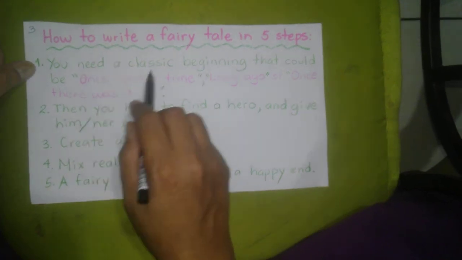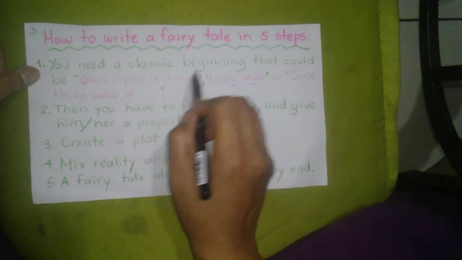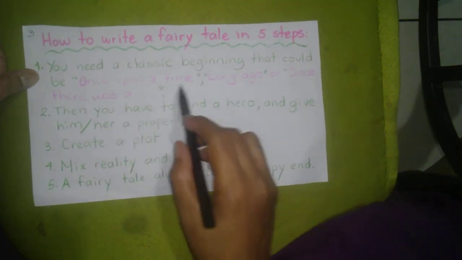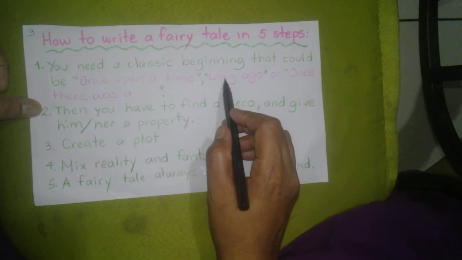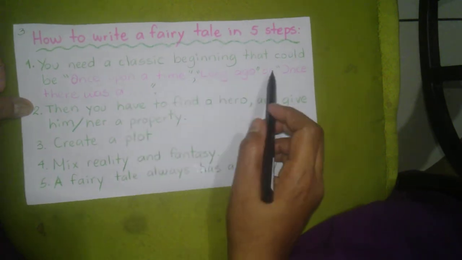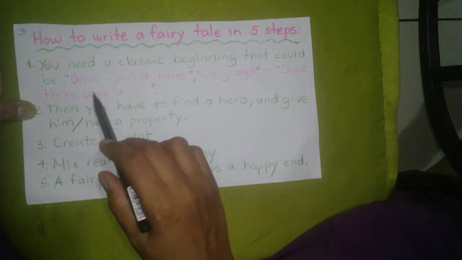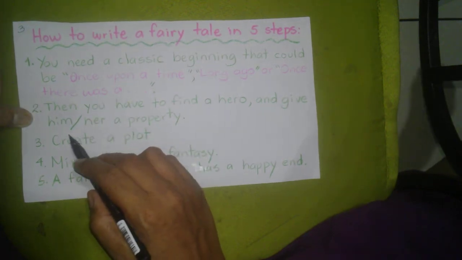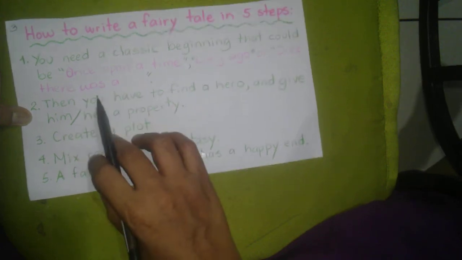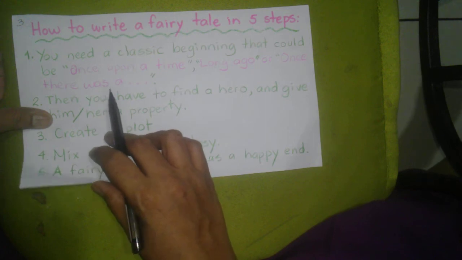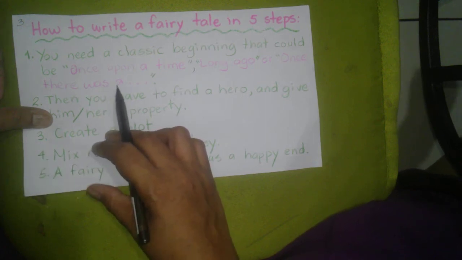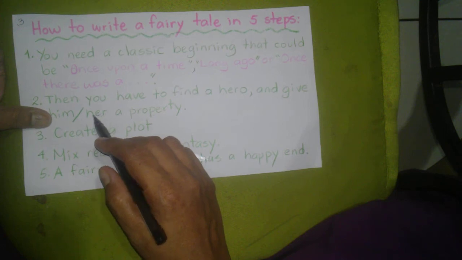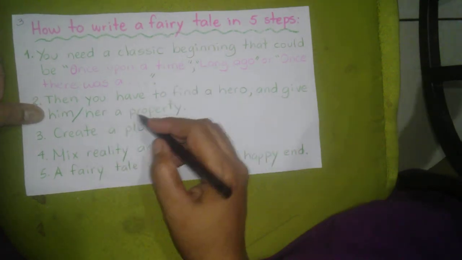Number one, you need a classical beginning that could be once upon a time, or you can use long ago, or you can say once there was a. Number two, then you have to find a hero and give him a property. For example, you can say, okay, the woman can sleep all day long. Okay, she has a property.